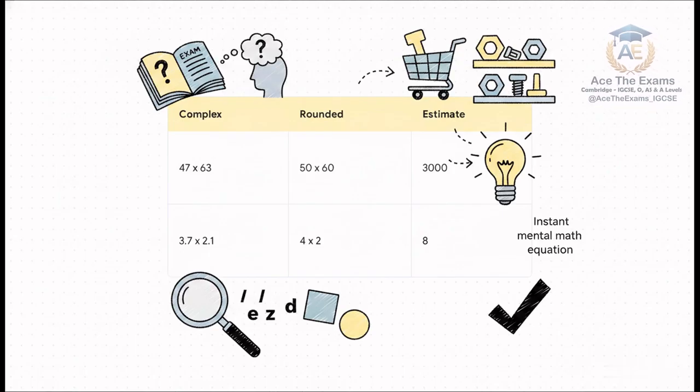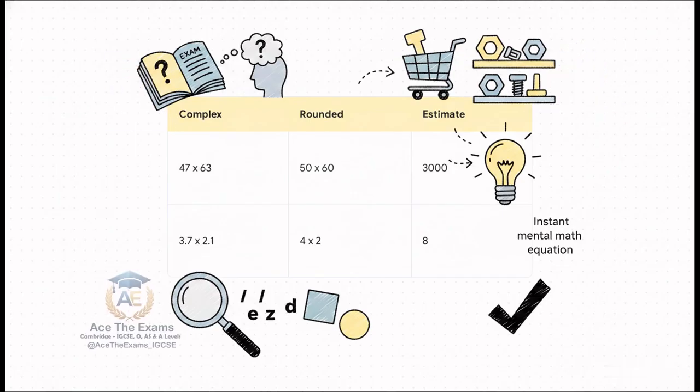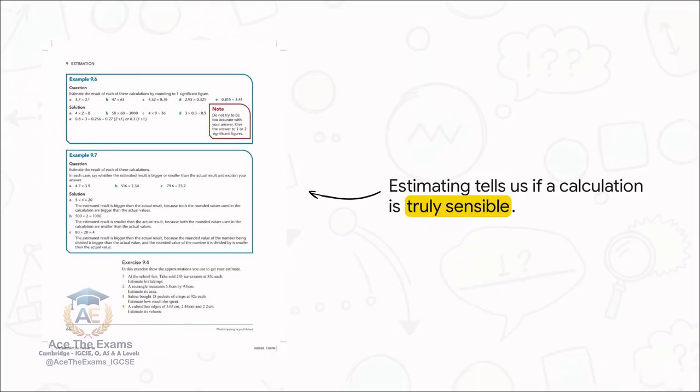So 47 becomes 50, 63 becomes 60, and suddenly that intimidating problem turns into an instant mental math equation, 50 times 60, which is 3,000. And the exact same logic applies to decimals, too. 3.7 times 2.1 simplifies effortlessly to 4 times 2, which gives us 8. Easy, right? So why do we actually do this?